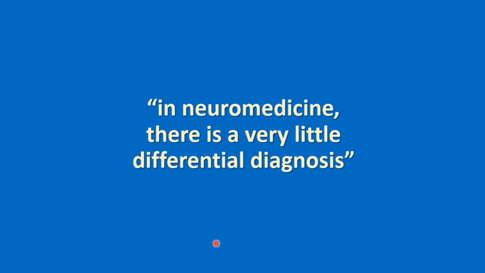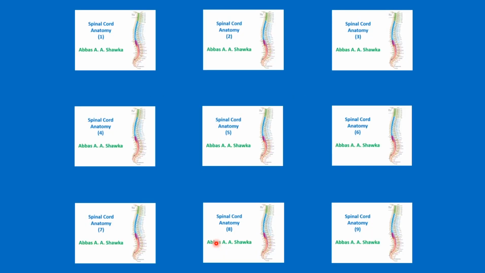So our hope in this course is to know the criteria of certain injuries regarding the spinal cord, and we cannot predict the criteria without studying anatomy, without studying neuroanatomy of the spinal cord.